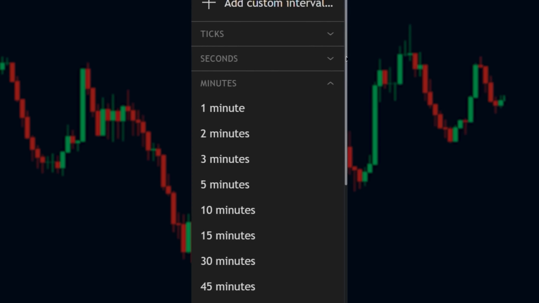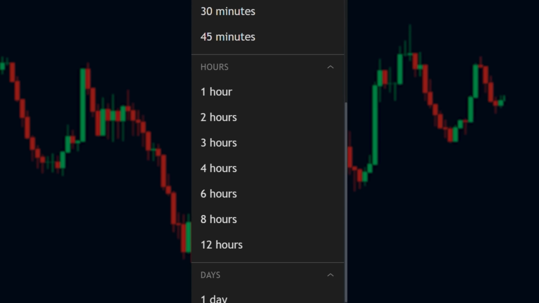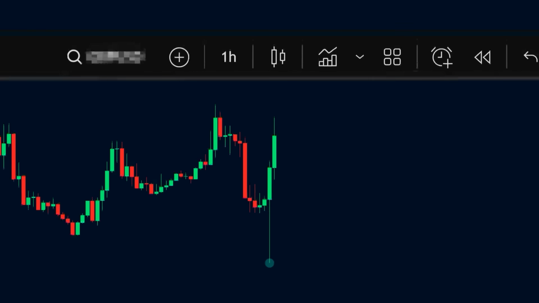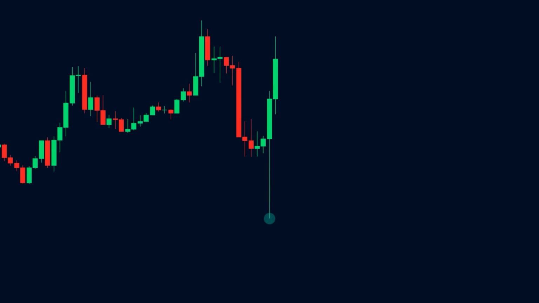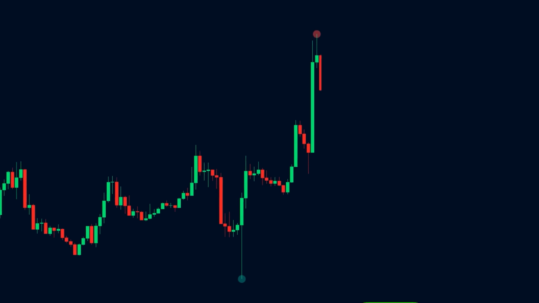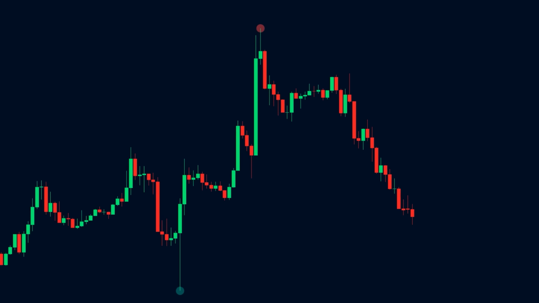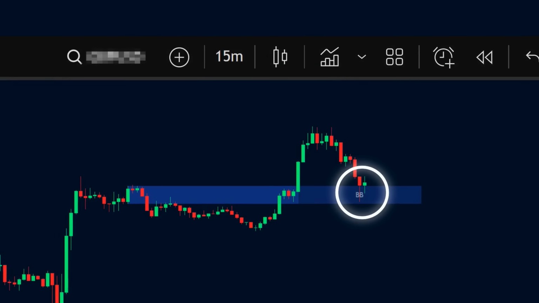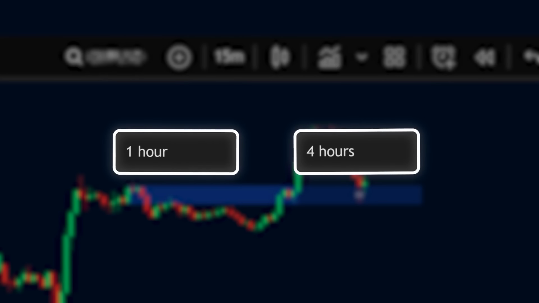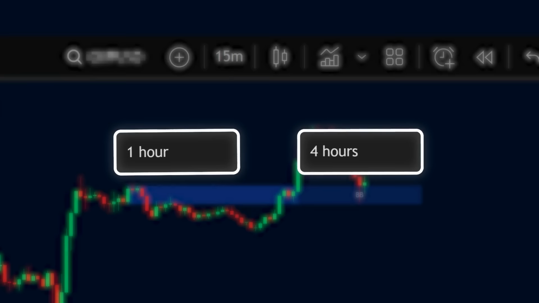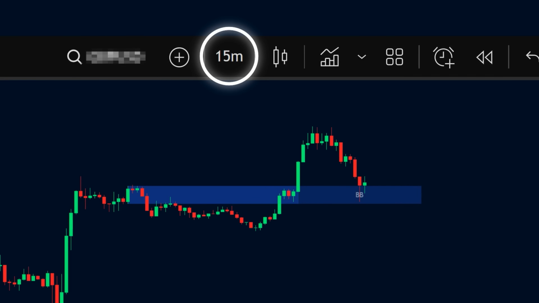The first step of this strategy is picking your higher time frame and your lower time frame. The higher time frame gives the bias. It's where the liquidity grab forms. Look for buys after a sell side liquidity grab or green bubble, and sells after a buy side liquidity grab or red bubble. After the liquidity grab, use the lower time frame to find your entry. We'll use the 1 hour and 4 hour time frames for our higher time frame bias and the 15-minute time frame for our lower time frame entries.